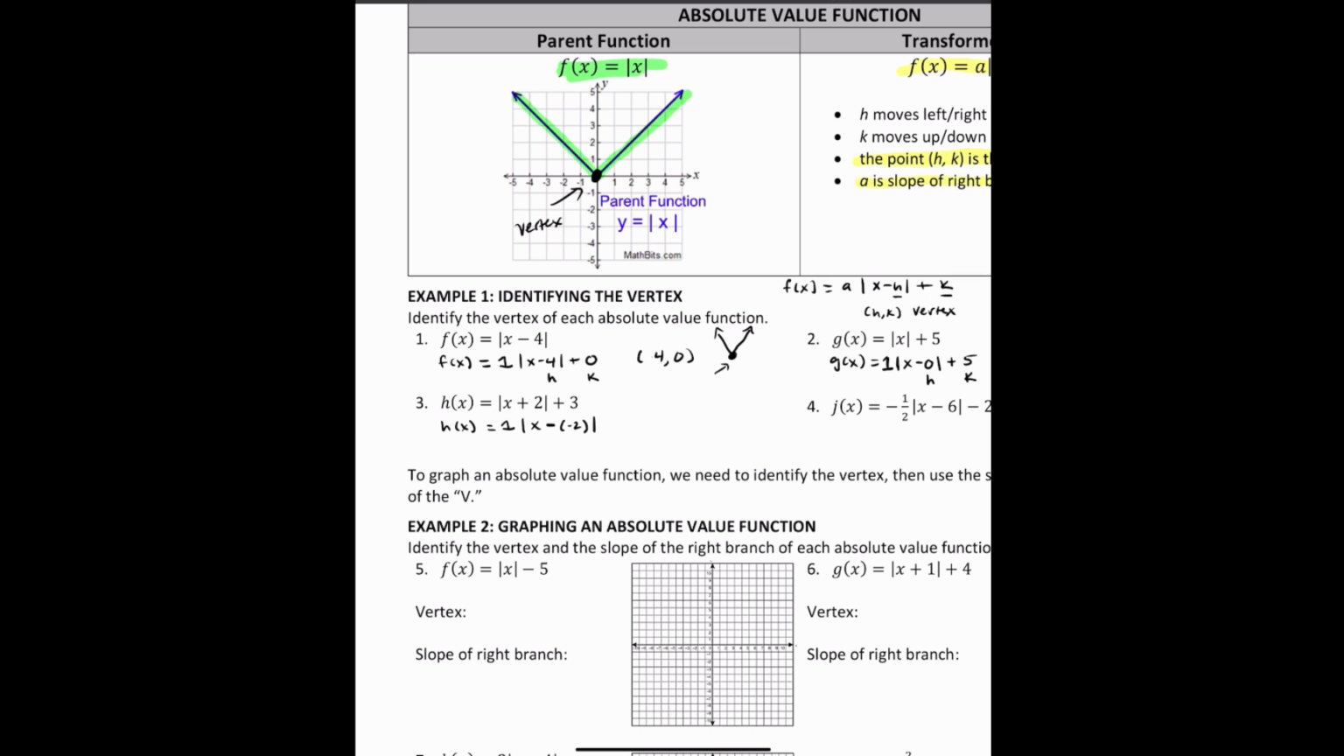And then let's figure out our plus k. We have plus 3, so I don't really need to change anything there. So our h and k is negative 2 comma 3.